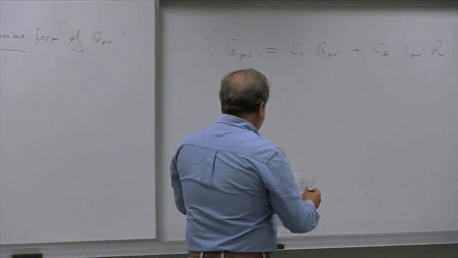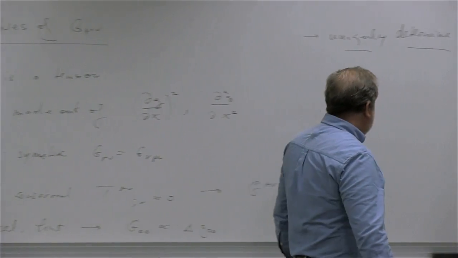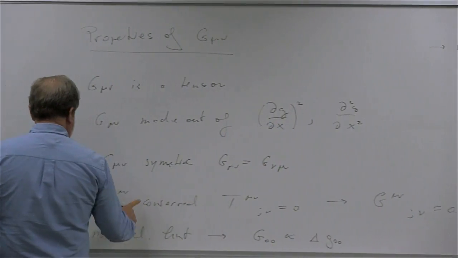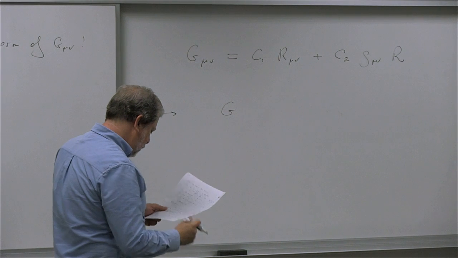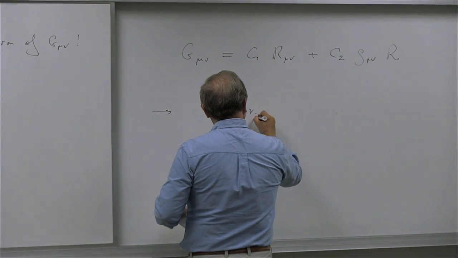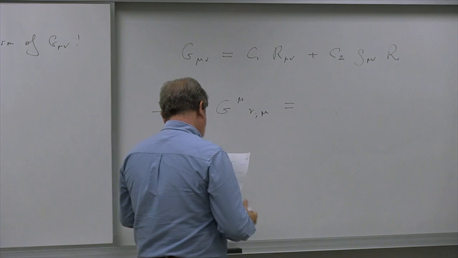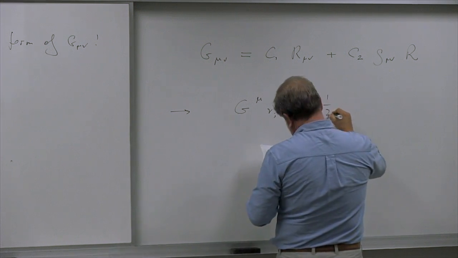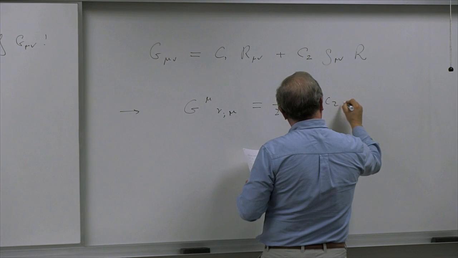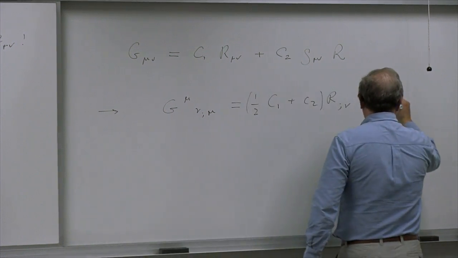And so now what we do require as well is this third property. Sorry, this is satisfied as well because it's symmetric. So the remaining property, the next one, is that it should have a vanishing covariant divergence. In other words, we want to have that G mu nu semicolon mu is equal to 1/2 of C1 plus C2 times R semicolon nu, and that is due to the Bianchi identity.